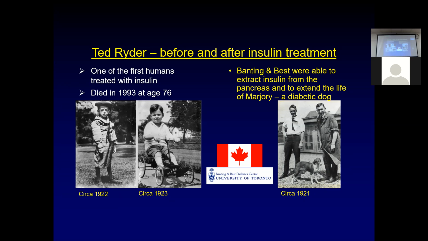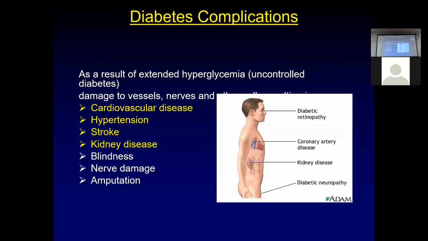So the discovery of all of this was done by two fellows named Banting and Best. Here they are with their diabetic dog, Marjorie. They were studying this in dogs, and they figured out, let's give a human some dog insulin and see if it actually works. So when we think about all of it, that was 100 years ago. It's not that long that we've been doing these things.